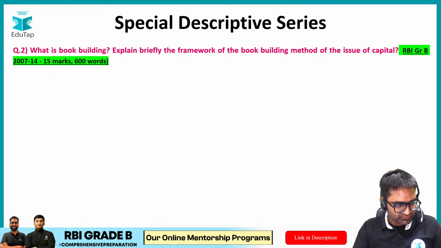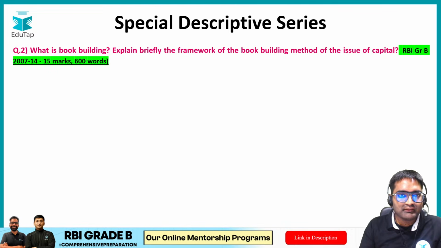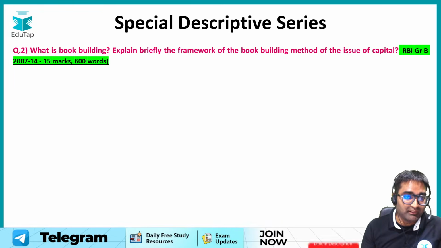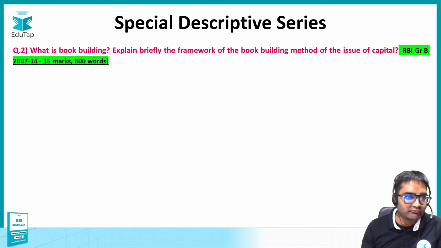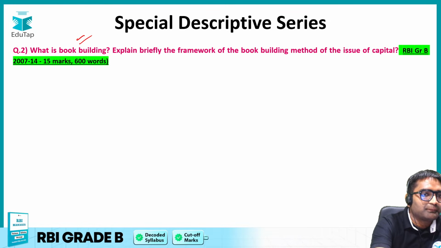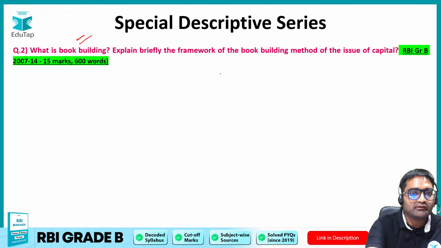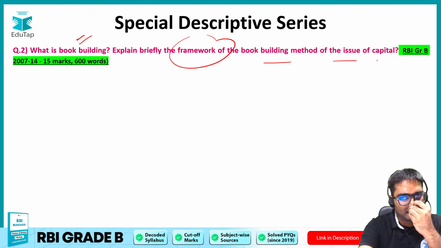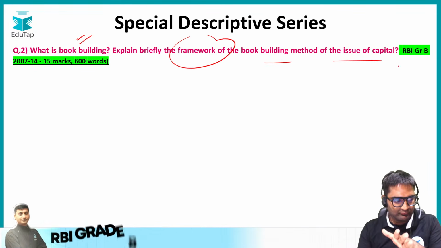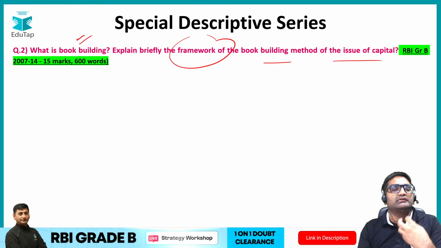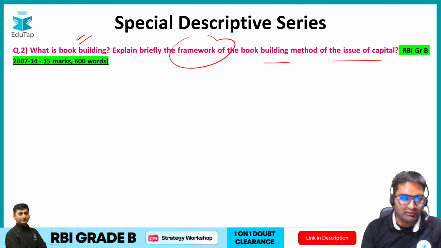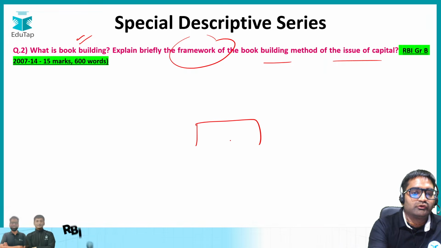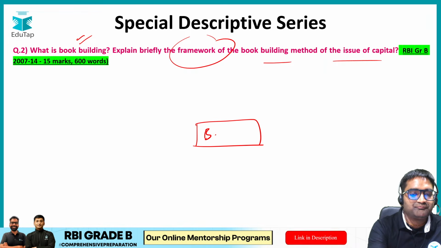See this question. Yes, I know this might be a little deep and slightly difficult, but you should be prepared for it. What is book building? Heard about it? Explain briefly the framework of the book building method of the issue of capital. What that means is, what are the different steps that you are going to follow as far as the book building process is concerned. So you will have to give the answer with respect to book building.